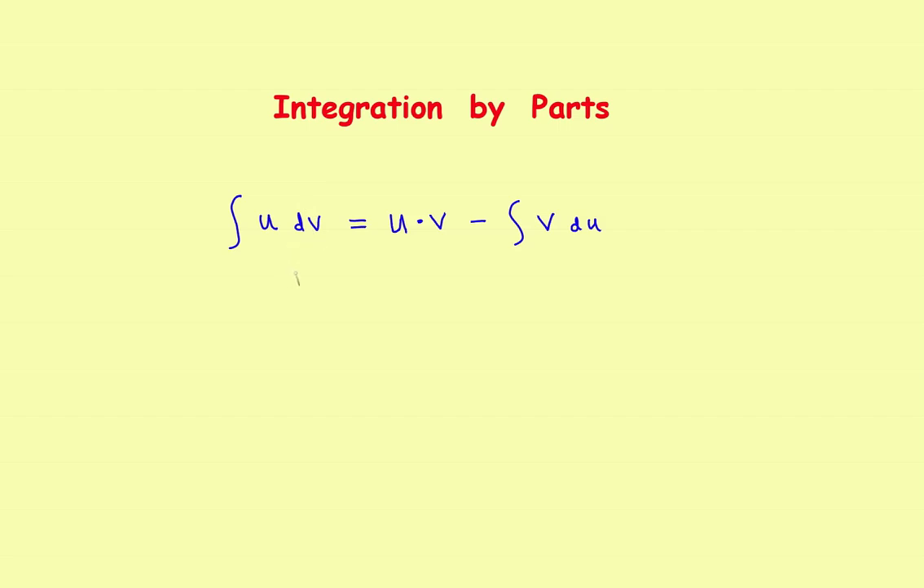Okay, this is going to be part one of integration by parts. Now the formula looks like this. It's going to be the integral of u dv is equal to u times v minus the integral of v du. Now before we get started on some examples, the overall strategy on integration by parts looks like this.